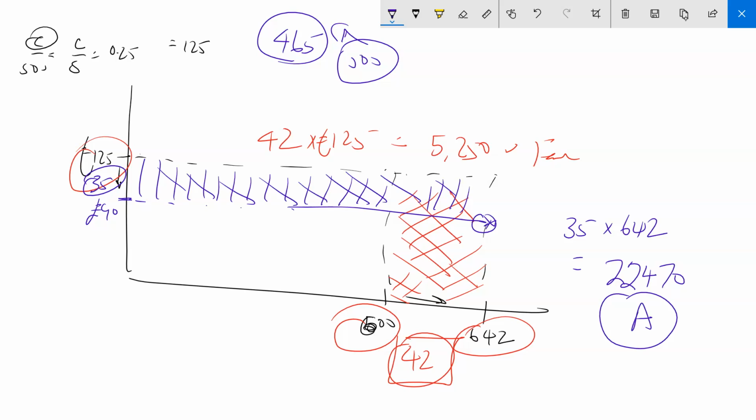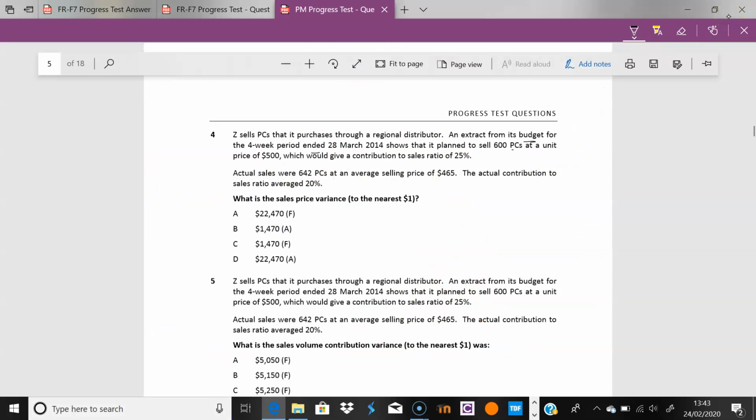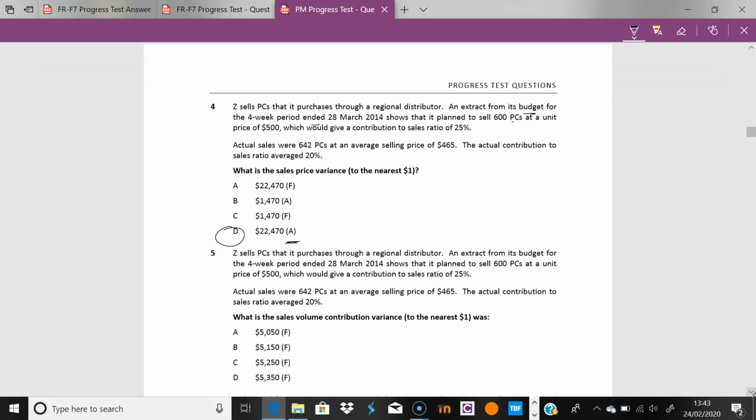So your answer there is A, right? Sorry, when I say A, 4 is D because that's unfavorable, so not A. But for 5, your answer is C because that was favorable. So just going back very quickly to that, yes, here it's D, it's adverse, and here we had a favorable variance. Okay, great stuff, and I will see you in the next set of videos.